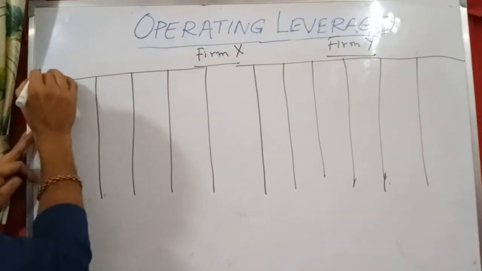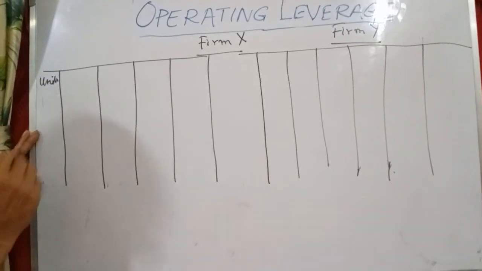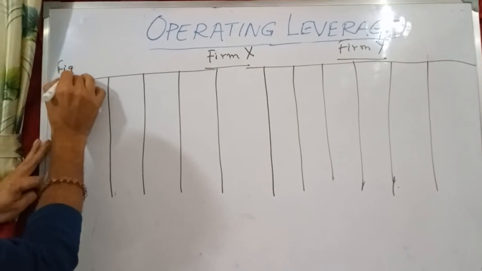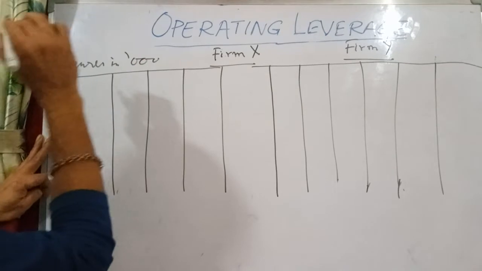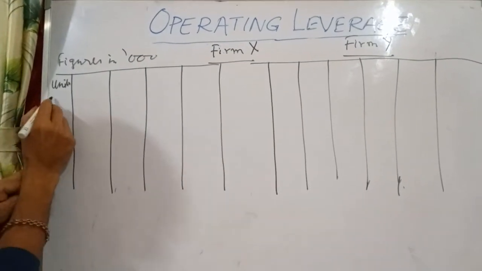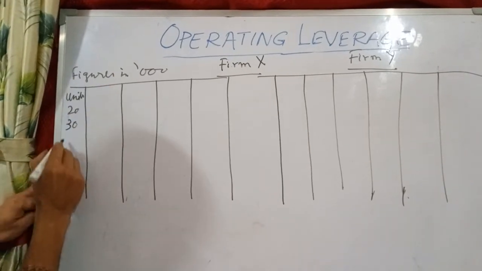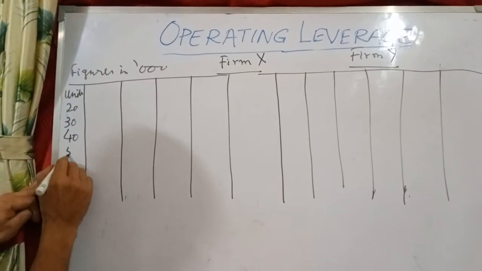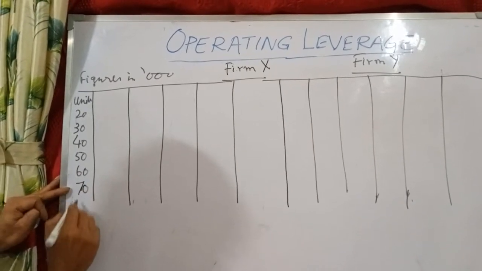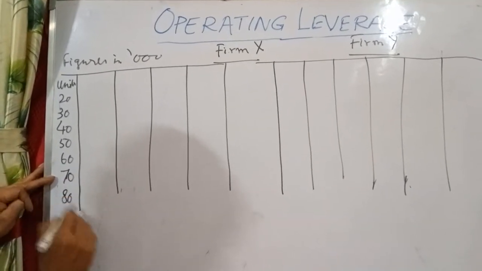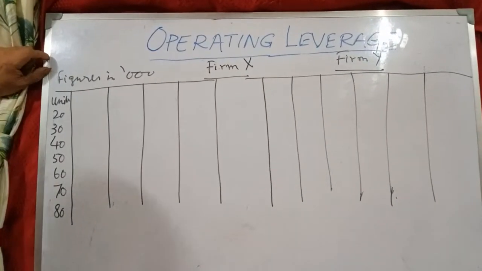Here we measure units. Figures in 1000: 20, that is 20,000, 30, that is 30,000, 40, 50, 60, 70 and 80.